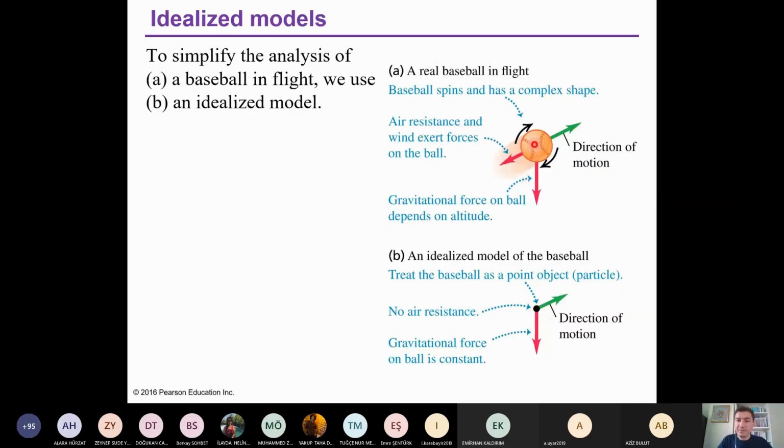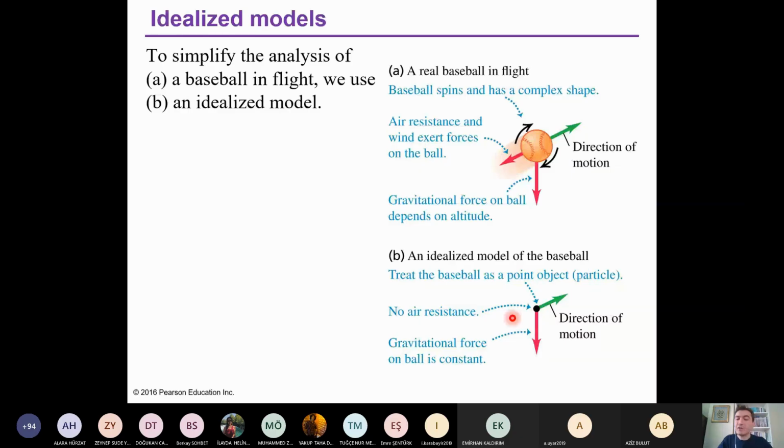So in the real case, the baseball has some volume, okay? And it has some certain direction. And there is a gravitational force on the ball. Of course, it depends on the altitude. And this is the direction of the motion of the baseball. Since there is a volume of the baseball, there is air resistance and wind exerts forces on the ball, right? But in the idealized model of the baseball, there is no air resistance. We have just a point, a particle. So we treat the baseball as a point object, as a particle, okay?